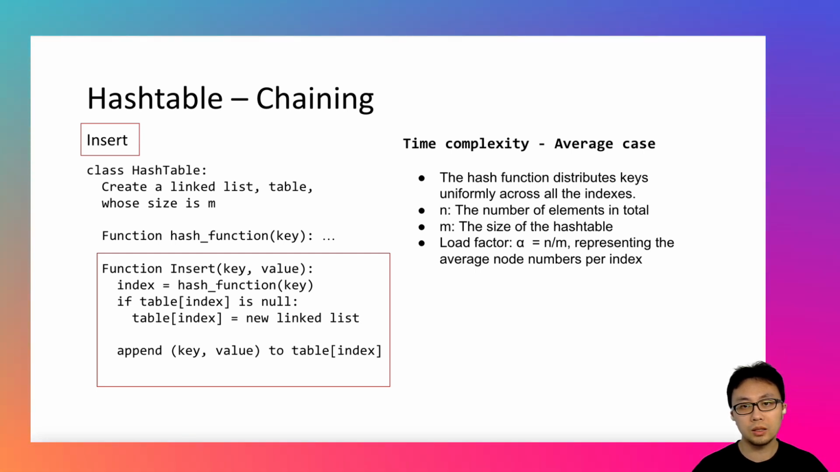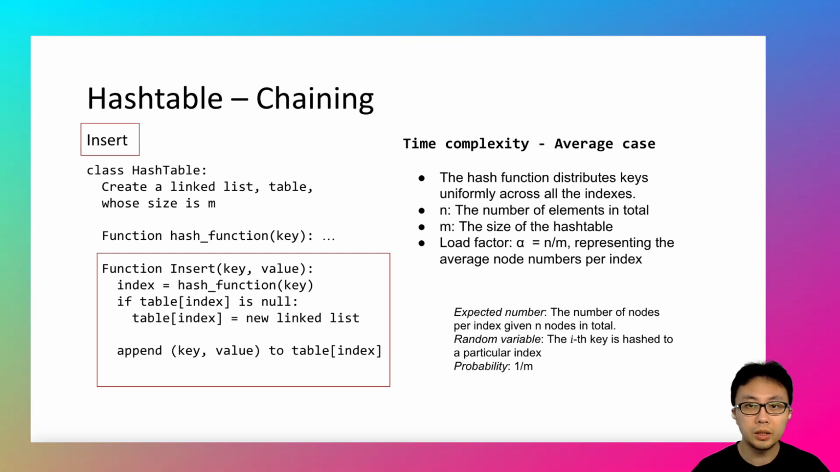This is based on some intuitive understanding and often straightforward enough. If you want a formal mathematical deduction, you will need to pick a random variable representing whether an arbitrary key is hashed into a particular index, estimate its probability, and calculate the expected number of nodes per index given n nodes in total. We will skip this step here considering how intuitive n divided by m is to represent the average number of nodes per index.